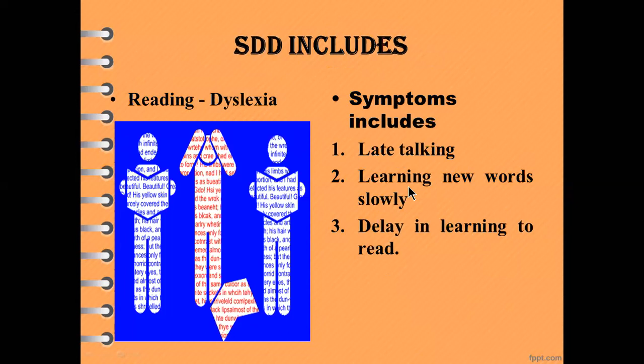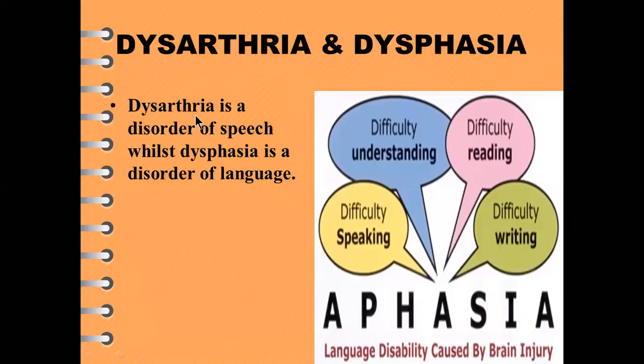The next problem is dysarthria. Dysarthria is a disorder of speech. So what will be happening? The child will not have proper pronunciation. The child does not pronounce the words correctly.